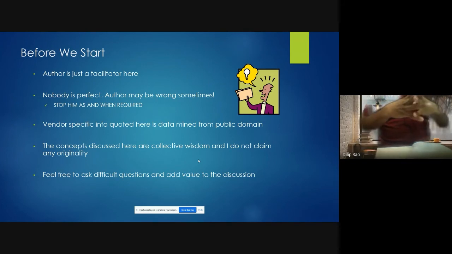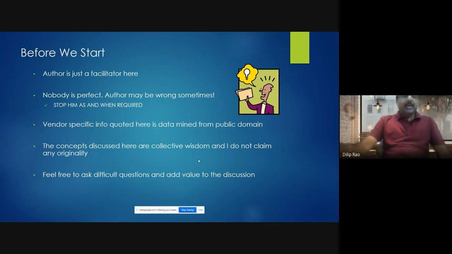There is some vendor specific information that is quoted here. I have to mention that this is all data that is present in the public domain. There is no confidential data mentioned here. Everything has been foraged from the public domain and is presented here for a good understanding. The concepts discussed here, none of them are my own brainwaves. They are the collective wisdom of several generations of evolution that these devices have seen. I am not claiming any originality here.